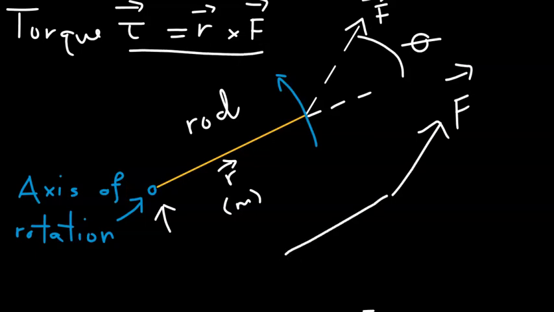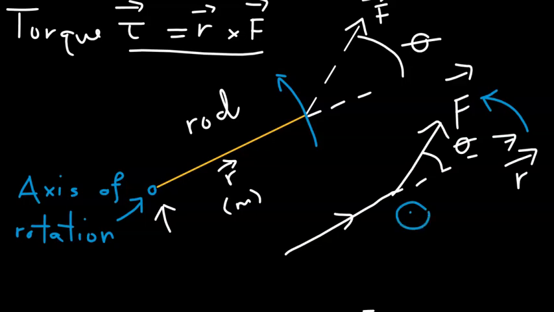So this is the position vector, and if we extend the position vector, the direction is like that. So that is the angle. That is the direction of the position vector. And if you curl your right hand fingers from R to F, you see that the direction of your thumb is pointing out of the plane. So that is the direction of the torque for this rod. And it's moving counterclockwise, so we say the torque is positive.